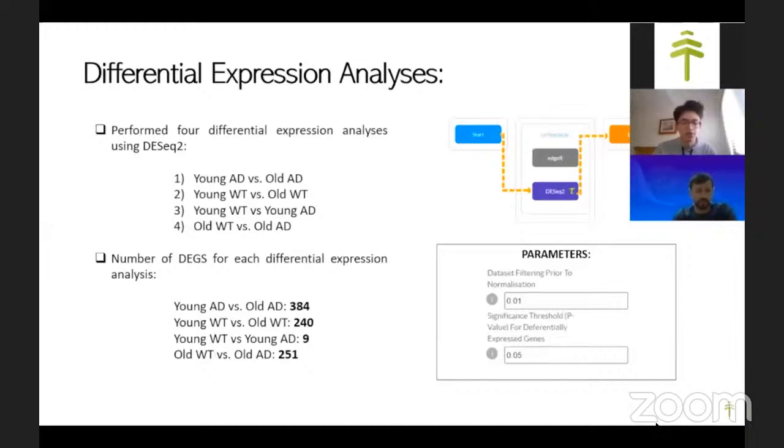And then when we compare the young AD to the old AD, we can see that there is a greater number of differentially expressed genes in comparison to the young wild type versus old wild type. Of course, we also see a rather elevated number, but this one's larger, so that maybe tells us that there is a greater physiological divergence in terms of the transcriptome.